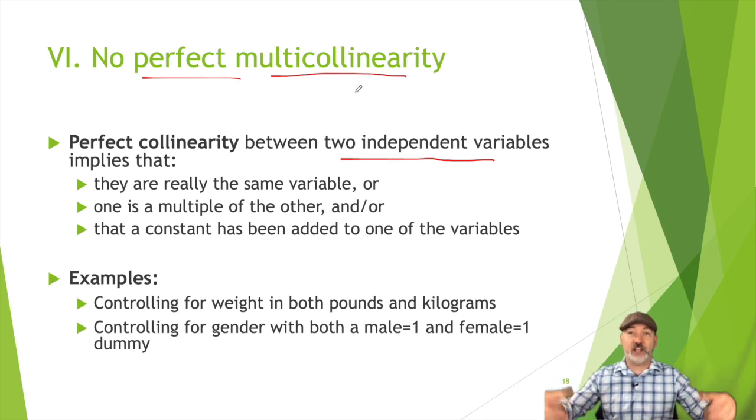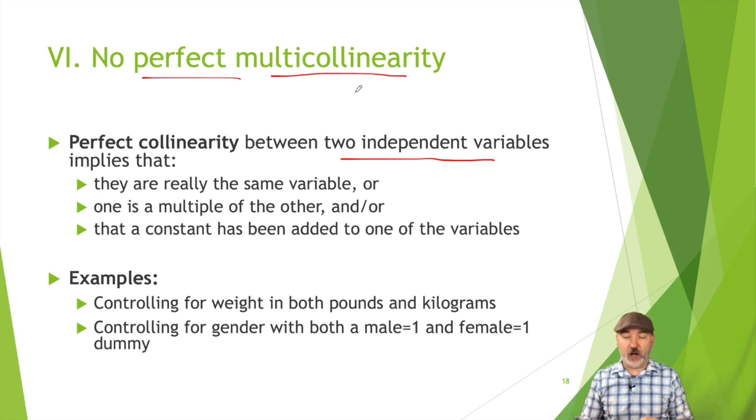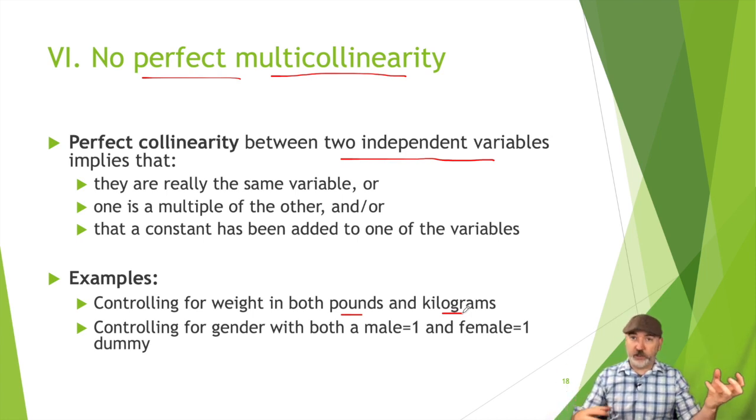You're trying to use the same information to get two separate coefficients, and it's just not going to work, right? So for example, no reason why you would do this, but if you're trying to control for, say, an individual's weight and you've included both weight measured in pounds and in kilograms, well, that's a constant conversion. The variability in one exactly matches the variability in the other. You'll get this perfect multicollinearity error term.